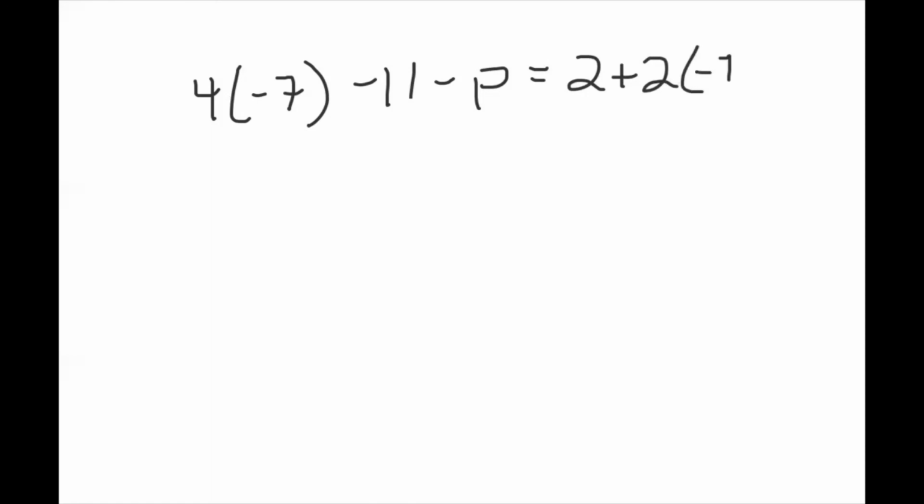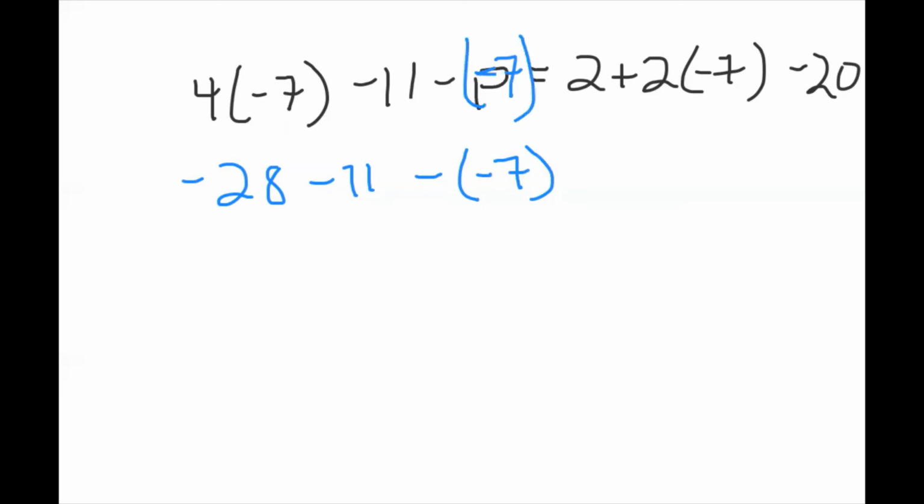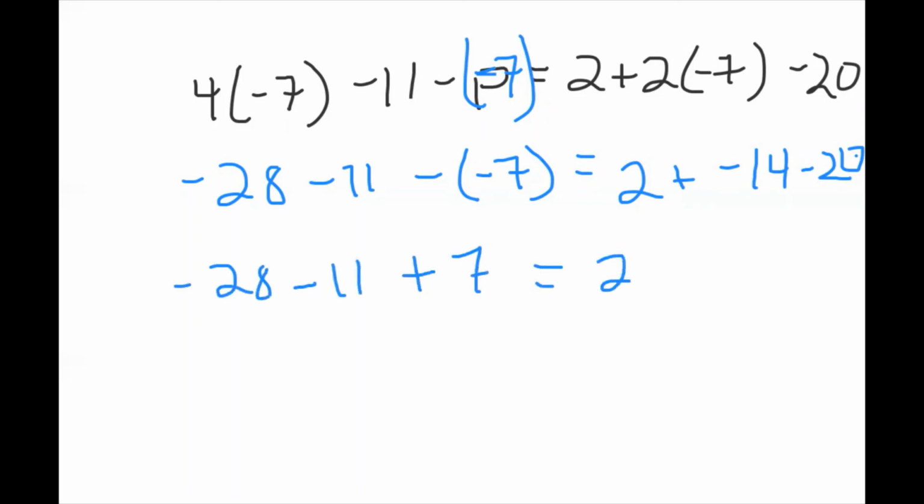Okay, we got -7 for p, so we have 4 times -7 minus 11 minus p equals 2 plus 2 times -7 minus 20. All right, so this will take us just a little bit longer. 4 times -7 is going to give us -28 minus 11 minus a -7. Did I forget to put that there? Y'all should have caught me on that. And then 2 plus -14, which we'll simplify here in a second, minus 20. So this minus a -7 is going to give me a +7. Equals 2. And since this is a plus -14, this is the same thing as just subtracting 14. So we're just going to rewrite that.